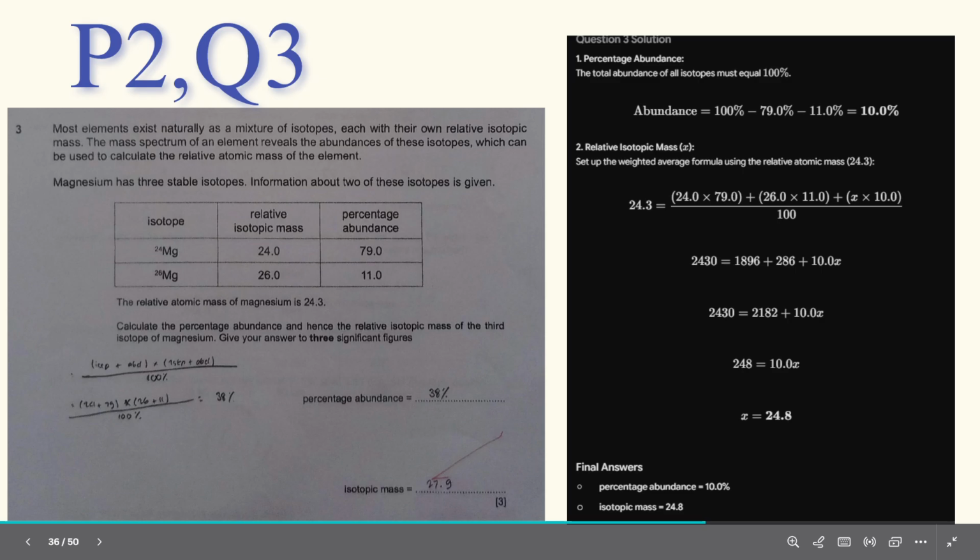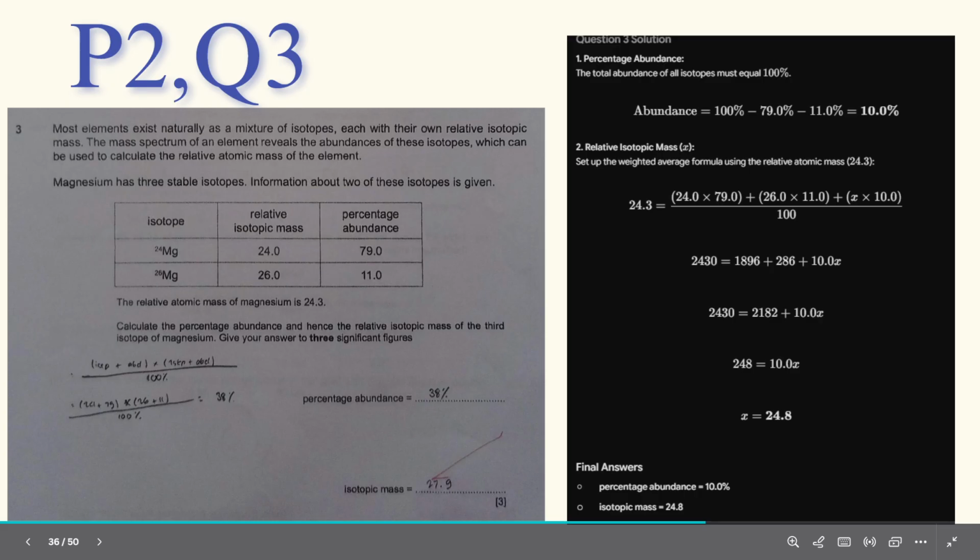Next, we move to question number 3. Most elements exist naturally as a mixture of isotopes, each with their own relative isotopic mass. The mass spectrum of an element reveals the abundance of these isotopes, which can be used to calculate the relative atomic mass of the element. Magnesium has 3 stable isotopes. Information about 2 of these isotopes is given, as you can see.